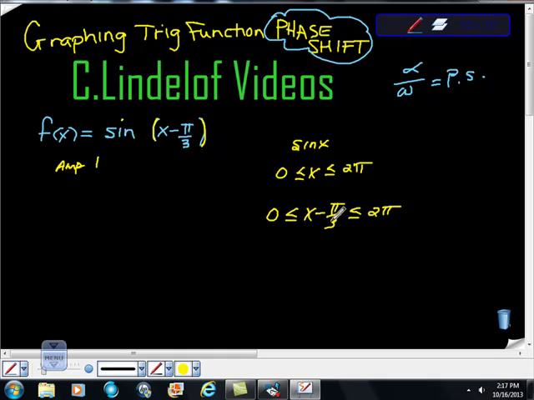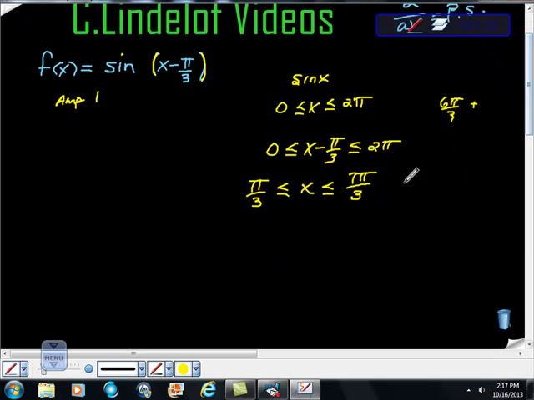I'm going to add pi thirds to here and here. So here's pi thirds, which happens to be my phase shift, and x is less than or equal to 2 pi, which is the same as 6 pi thirds, isn't it? Plus another pi thirds is 7 pi thirds. So your professor knows this is one interval containing a single period of this function right here.